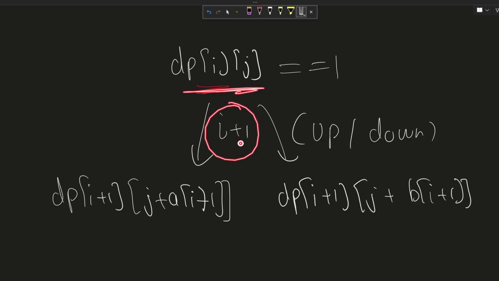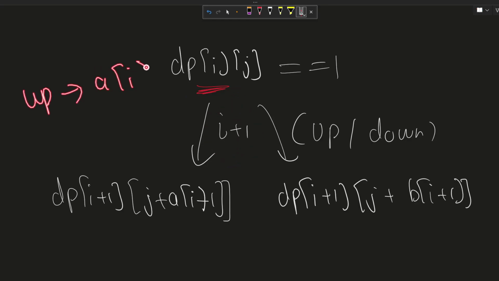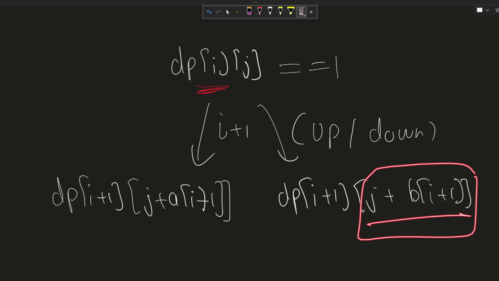Now for the i plus 1 card, if it was facing upwards, it will have an integer a[i+1] on it, and if it's facing downwards, it will have b[i+1]. We are calculating for the i plus 1 card, right? So if it's having integer a[i+1] on it, then a[i+1] gets added to the sum j, and if it's facing downwards, then it will have a sum of j plus b[i+1], right? I hope this was clear.